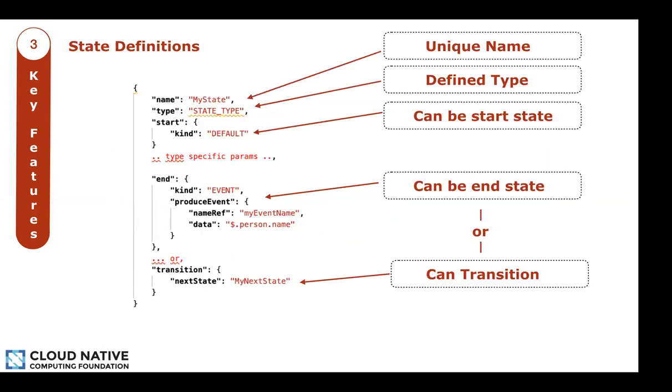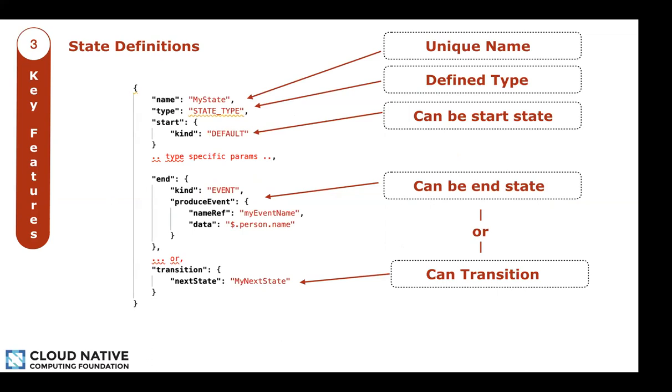Now, the core building blocks that allow you to do all kinds of different things are states. Each state has a unique name, and we have a whole bunch of different types, and each type represents a certain kind of state that can perform a certain function. Each state of a serverless workflow can define the start of the workflow instance. So this is where the start parameter comes in.